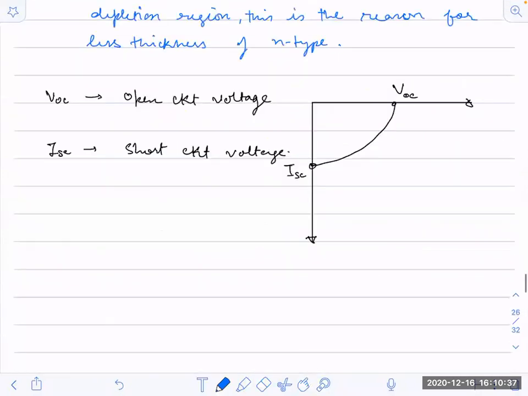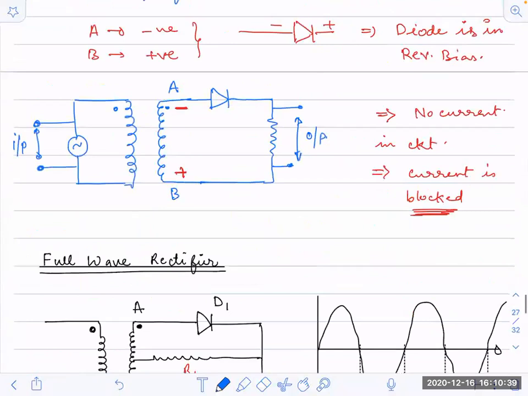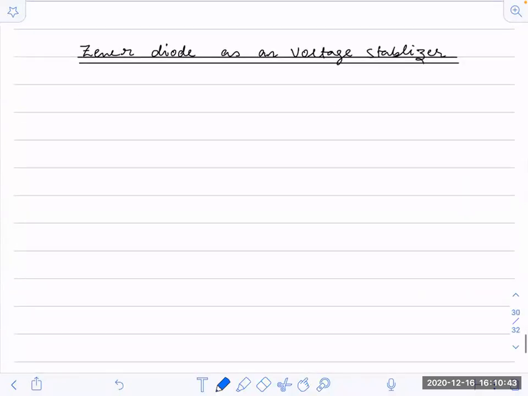how was the Zener breakdown happening? Whenever there was a small current, not a small current, a small voltage. So first of all, let me draw the circuit and then we will study it. The circuit would look like this.